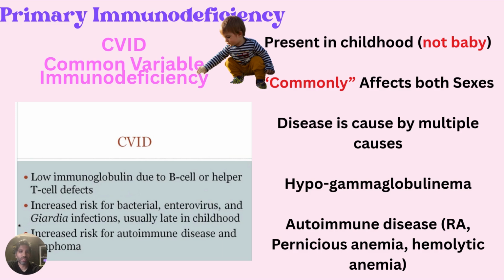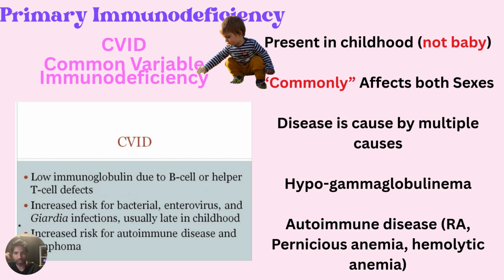Okay. CVID, common variable immunodeficiency. The way I remember this is it's common, so it commonly affects both sexes, male and female. It presents in childhood, not as a baby, because you do have some immunoglobulins. They're just low, so it's not like the previous one where it was agamma. No, this is just low. Common variable, just low. Low immunoglobulins from B cell or helper T cell defects. And again, just as before, you have low immunoglobulins, so bacteria, enterovirus, and Giardia infections, and this one a little bit later in childhood.